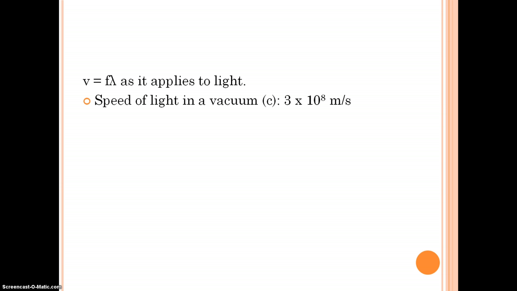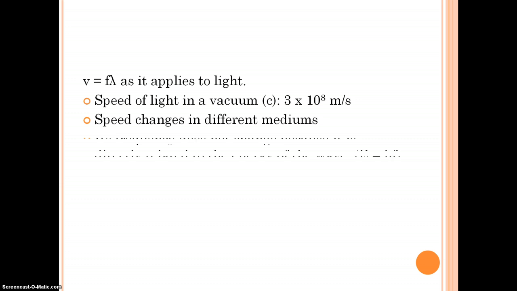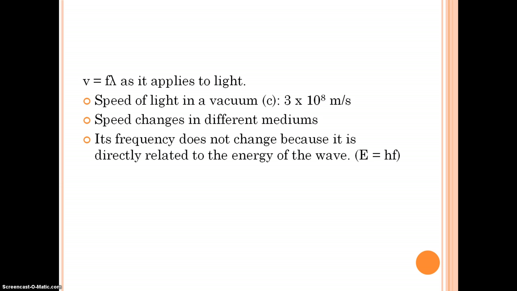When we talk about light, the first thing you should know is the speed of light in a vacuum is a constant. It's the variable c, and it's 3 times 10 to the 8th meters per second. Always, always. But when you put light in different mediums, you will have a different speed. The interesting thing is that the frequency of the light does not change, and the reason for this, we won't go into detail here, is that the energy does not change when you change mediums.